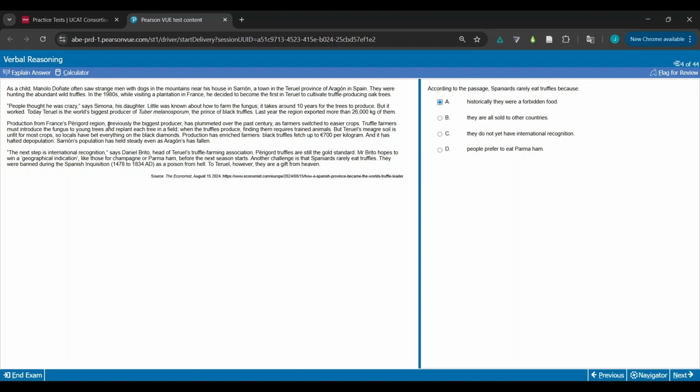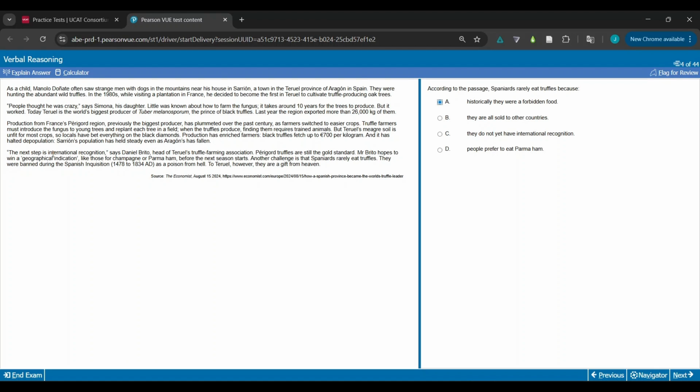So production from France's Périgord region, previously the biggest producer, has plummeted over the past century as farmers switched to easier crops. Truffle farmers must introduce the fungus to young trees and replant each tree in a field when the truffles produce. Finding them requires trained animals. But Teruel's meager soil is unfit for most crops, so locals have bet everything on the black diamonds. Production has enriched farmers. Black truffles fetch up to €700 per kilogram, and it has halted depopulation. Sarrión's population has held steady even as Aragon's has fallen.